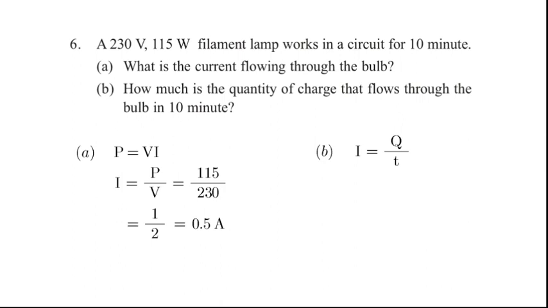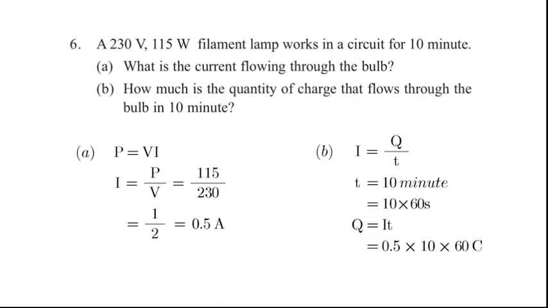But here T is given in minutes. We must convert it into seconds. So 10 minutes is equal to 10 into 60 seconds. So Q can be calculated as IT equal to 0.5 into 10 into 60 coulomb. That is 300 coulombs.